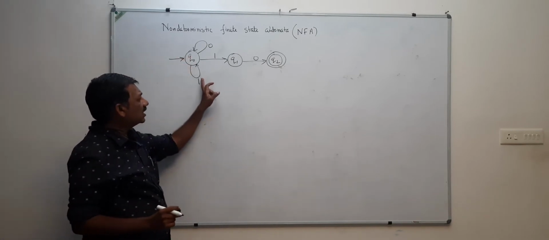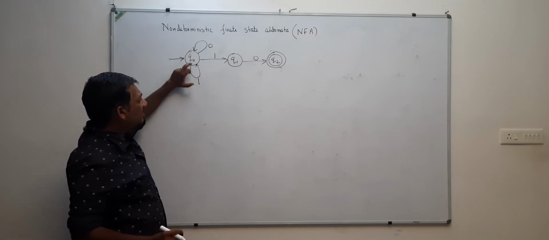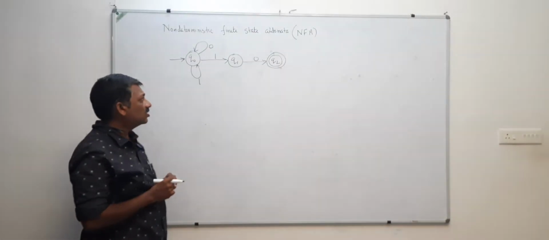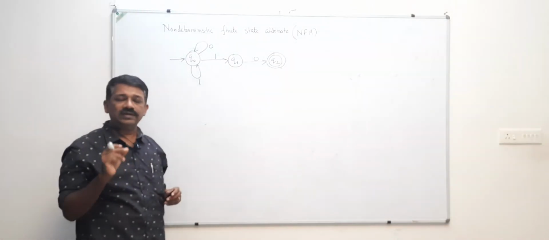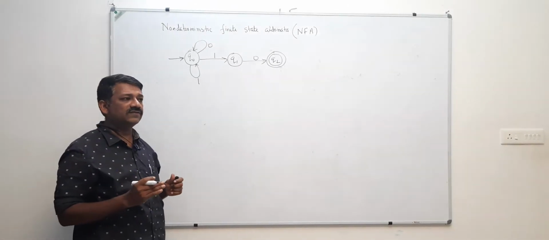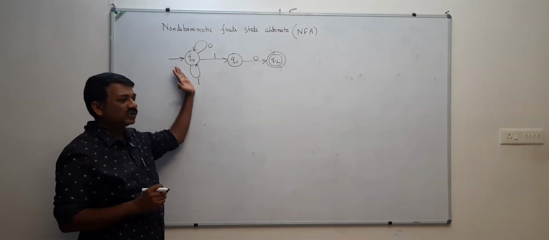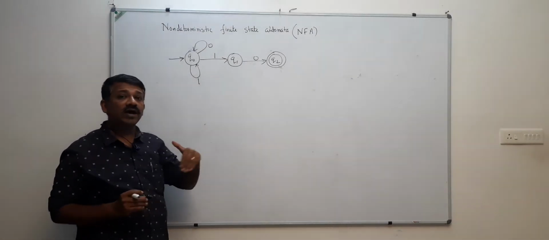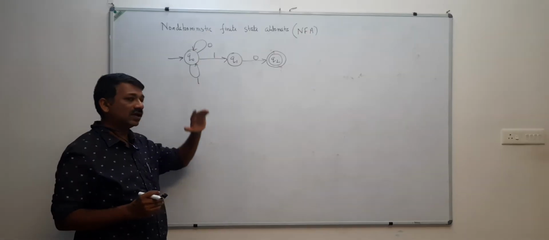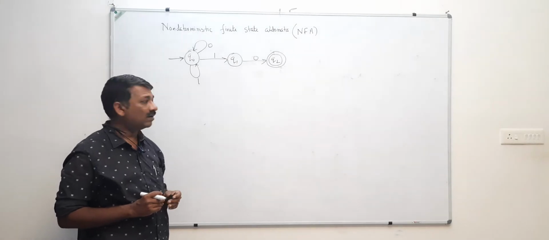Here, for the same input symbol 1, Q0 can either stay in the same state or it can switch to Q1. That means for the same input symbol it can have more than one transition. But in a deterministic finite automaton, for the same input symbol you can have at most one outgoing transition. But here in this case you can have more than one outgoing transition for the same input symbol.